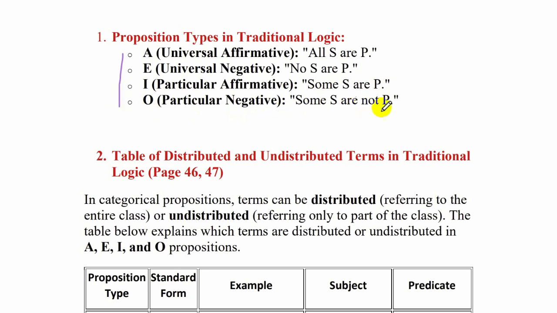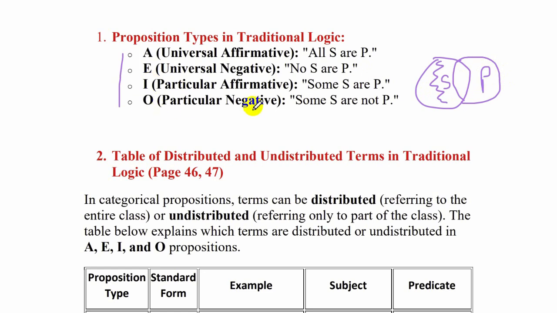Alright, let's move to the O proposition type. It's known as the particular negative. Some S are not P. So let's say some subjects are not in P. If they are not in P, they are talking about this part of the S, this side, not this one. They are not in P.